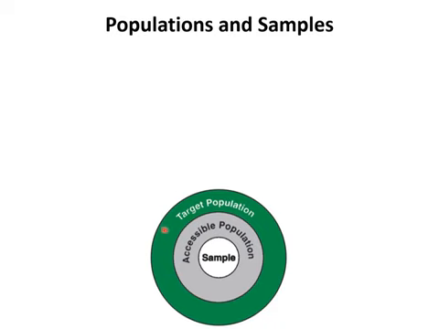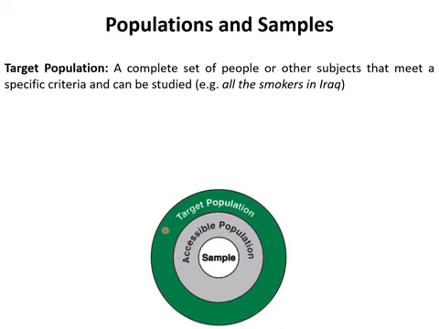First of all, you should know what the target population is. Target population means a complete set of people, data, subjects, or anything that has the criteria that you want to measure. For example, if you want to investigate smokers, your target population will be all the smokers in Iraq. However, practically, it's difficult and sometimes impossible to get access to the whole target population, especially if the size of this population is very large.